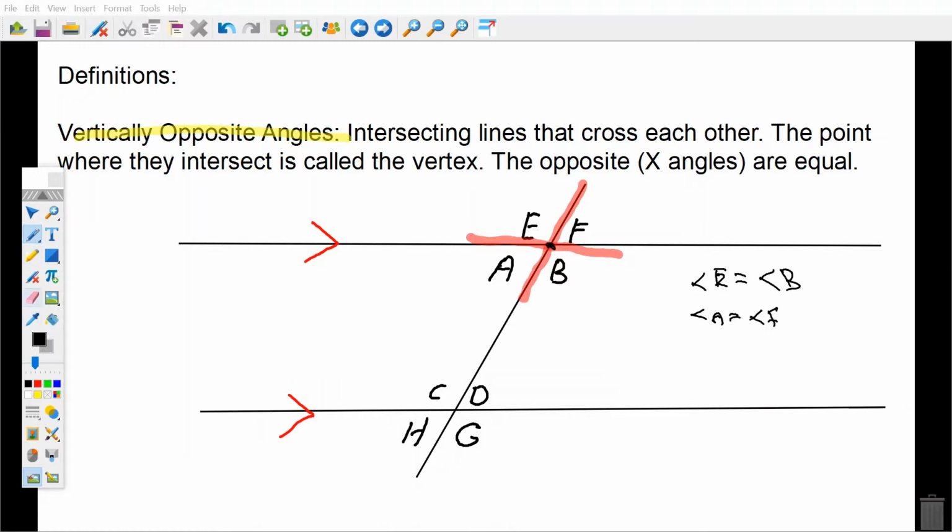The same holds true down here. Angle C equals angle G, and angle H equals angle D. All right? So, those are vertically opposite angles.